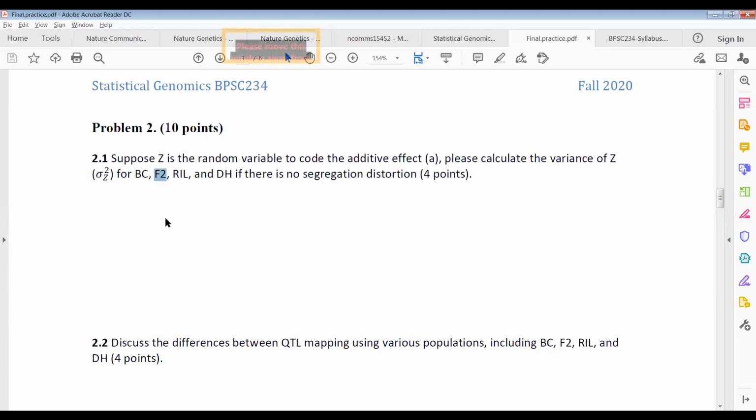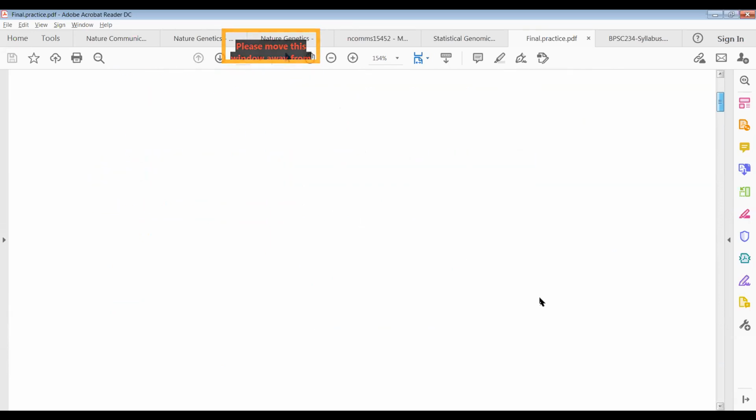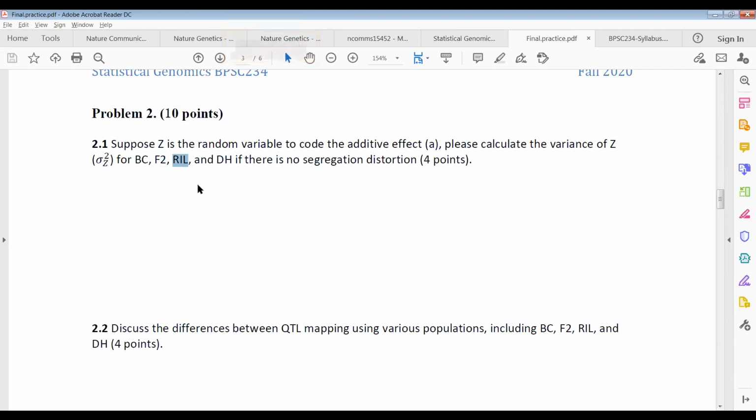Now for F2, we have 3 genotypes, 1, 0, -1, and the proportion of these 3 genotypes should be 1/4, 1/2, and 1/4. Using the variance formula, you can easily calculate the variance of the Z for the F2. The RIL is very similar, because in the RIL population we do not have heterozygous genotypes. We only have 2 genotypes, 1 and -1, and the proportion is 1/2 versus 1/2. So it's easy to calculate the variance. The same for the DH, the doubled haploid. Any questions here? Good.